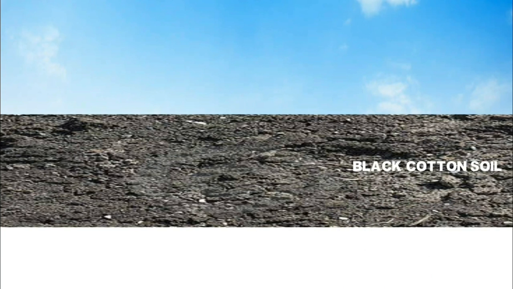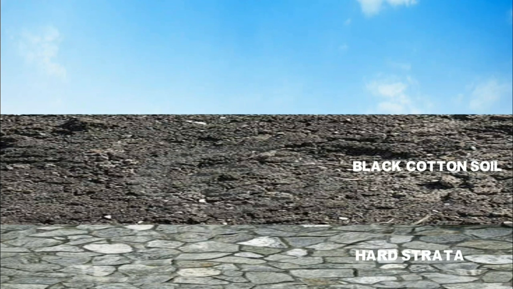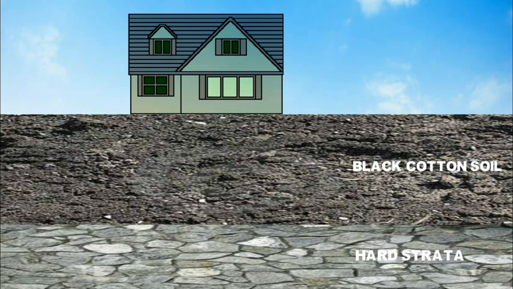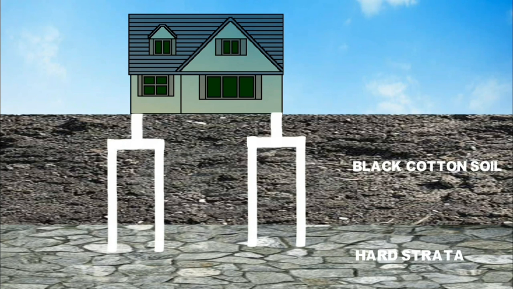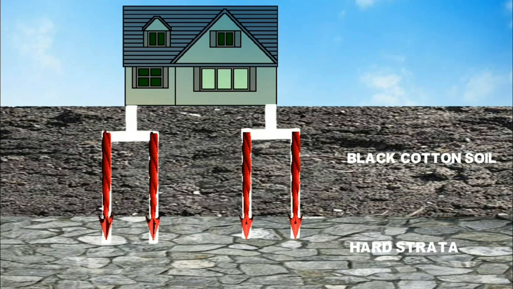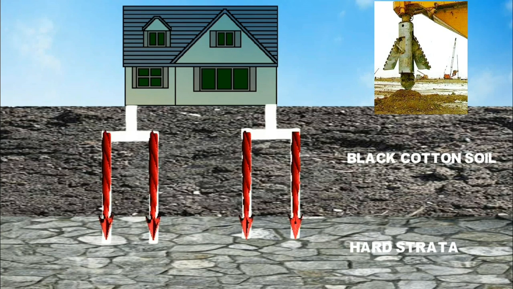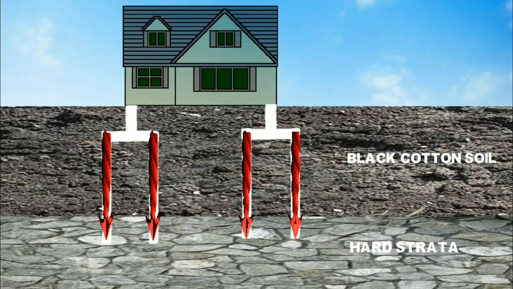Construction of foundation in black cotton soil is very risky due to its swelling and shrinkage property, and also its bearing capacity is very less. In such cases, pile foundations are used. Underream piles are specially designed for black cotton soil. Black cotton soil swells when in contact with moisture and shrinks when it is dry, and underream piles are used in the foundation to remove these defects. These are the reasons why pile foundations are used.